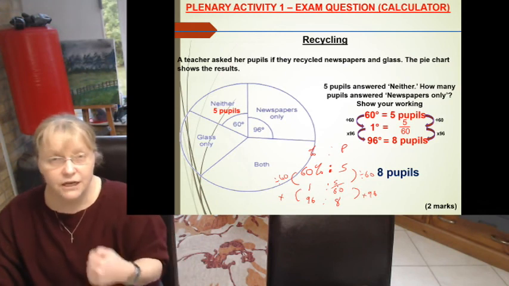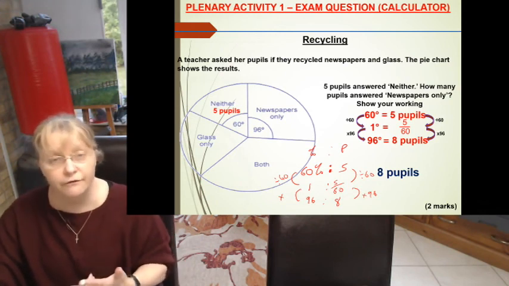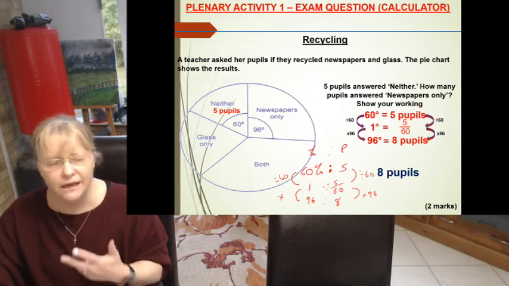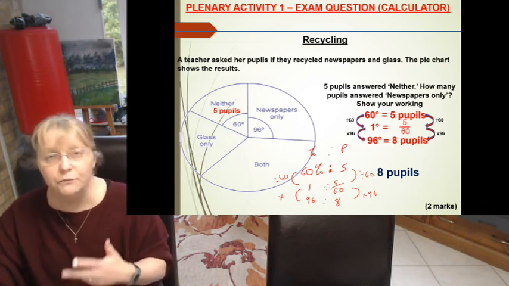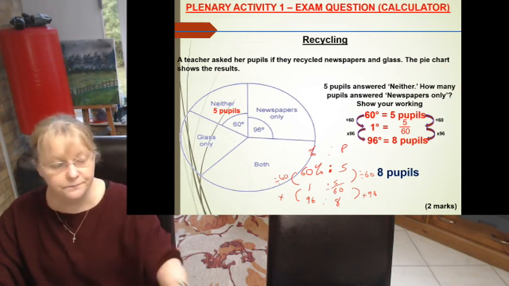So there I've showed you how to do it by fractions, how you can do it by percentages, or how you can do it through ratio. It doesn't matter. And again, if this is all new to you, we will be covering lessons on all of these areas.